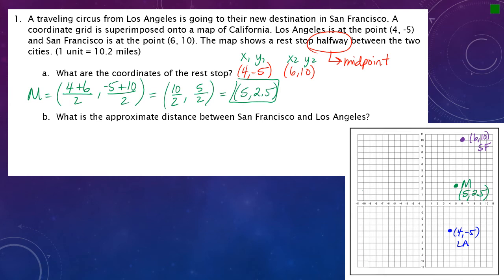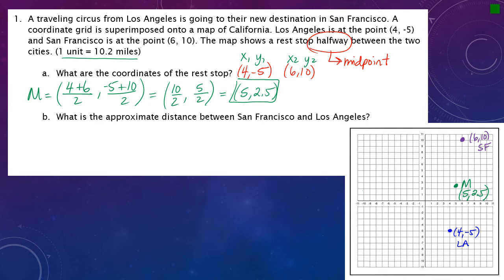Part B asks us to find the approximate distance between San Francisco and Los Angeles. So what I'm going to do here is use the distance formula, and I'm going to first find the distance using the distance formula, and then I'm going to multiply my answer by this scale here. The 1 unit equals 10.2 miles. Okay? So this one asks us to find the distance between San Francisco and Los Angeles.